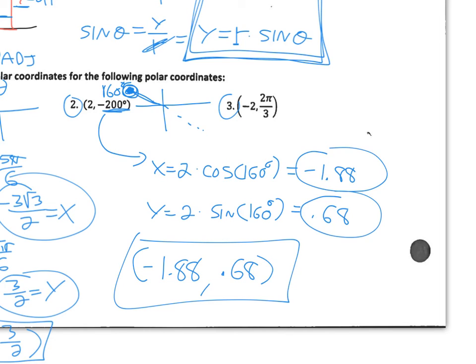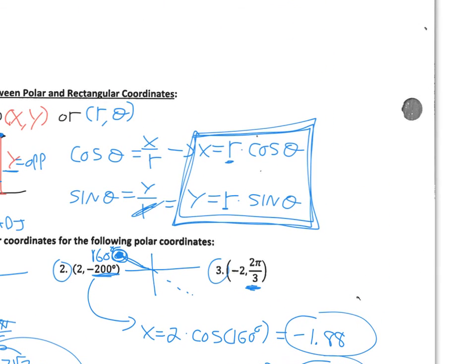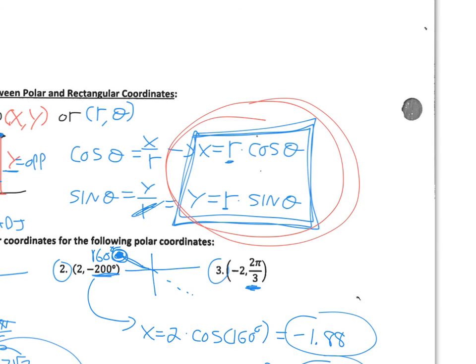All right. And then number 3, you could do that because that's a special angle. You could do that without using a calculator. But really, the main thing, if you have a point that is in terms of r and theta, is you want to use these conversion formulas right there to get the equivalent for x and y in the rectangular coordinate system.